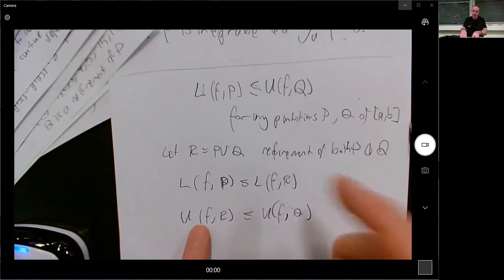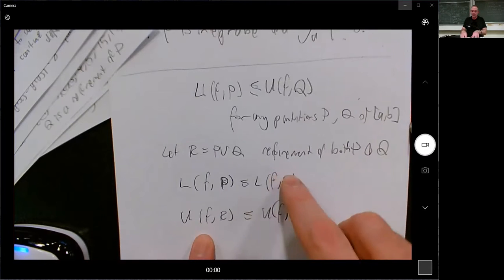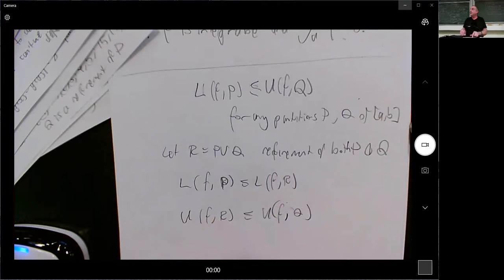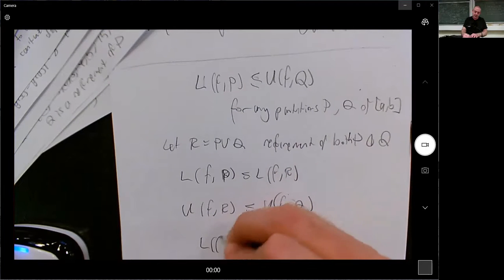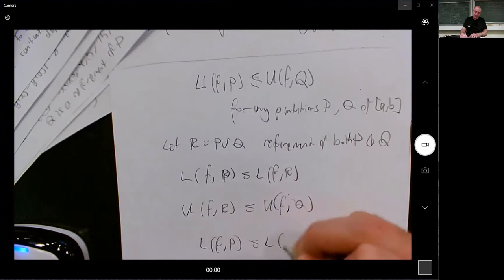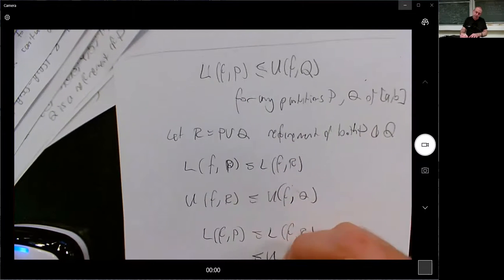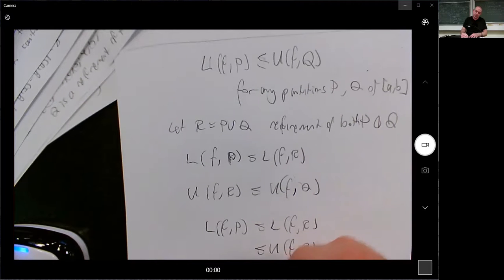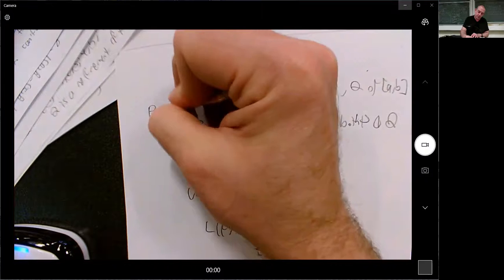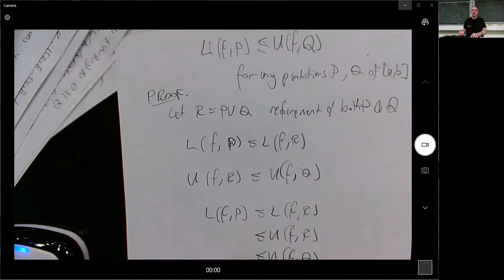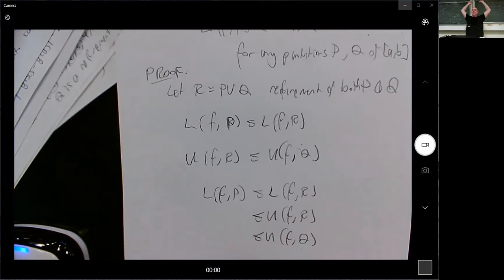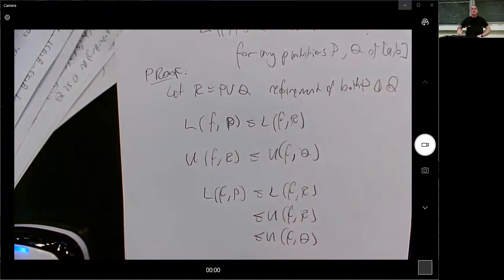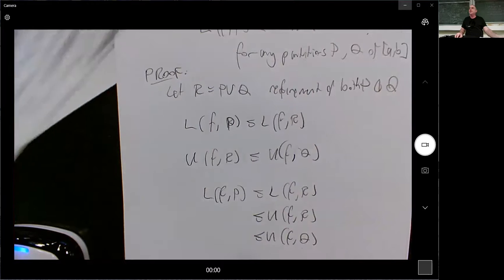And so since L(f, R) is less than or equal to U(f, R), you get L(f, P) is less than or equal to L(f, R), which is less than or equal to U(f, R), which is less than or equal to U(f, Q). Yay. Proof. Yes. Yay! Using the fact that refinements do this thing. Which I'm sure has to be proved separately somewhere.